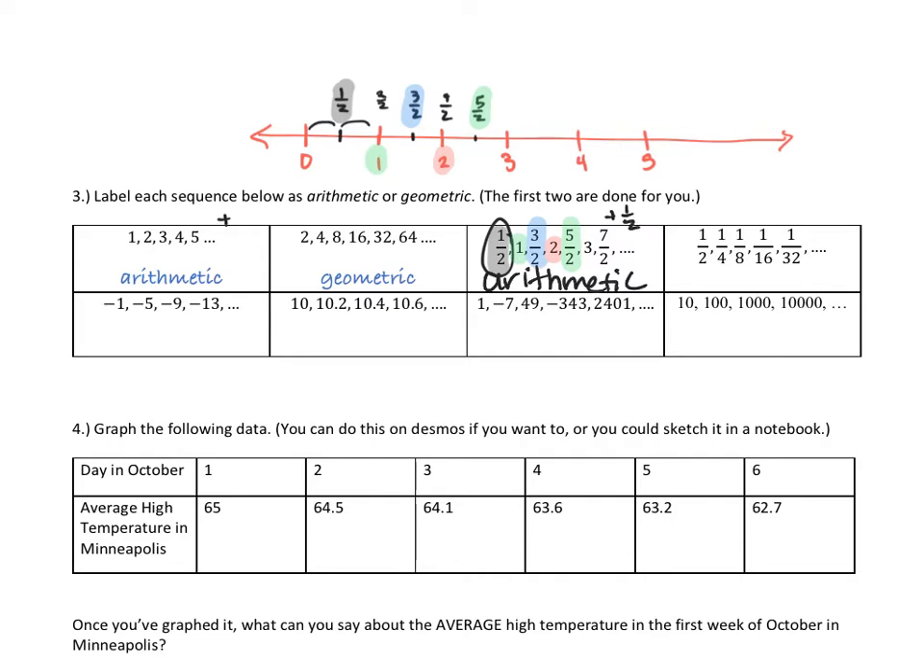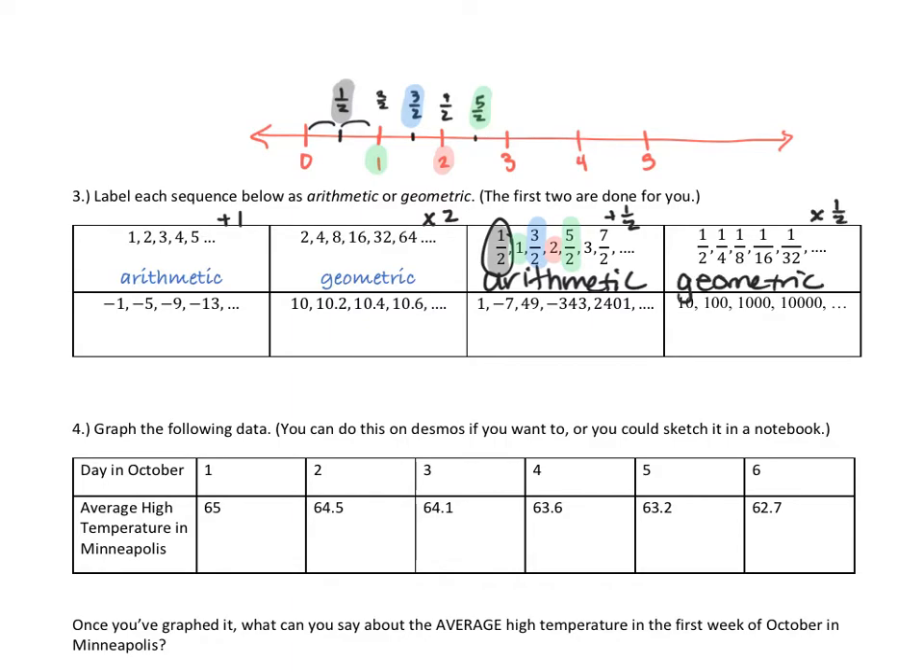Here we were adding 1, here we were multiplying by 2. Now we've got a half, a fourth, an eighth, a 16th, a 32nd. So these are actually getting smaller, because if you're like half a pie, then a fourth of a pie, an eighth of a pie. And actually what we're doing here is we're multiplying by 1/2. So this one is geometric.